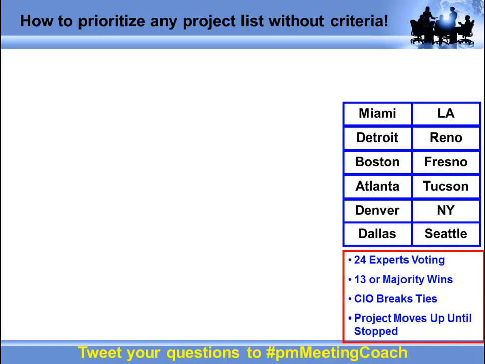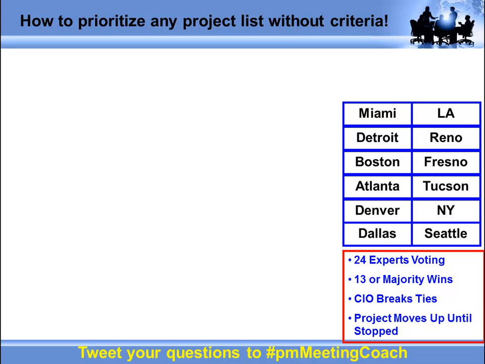As I mentioned, I give them 30 seconds to explain the importance of each project, and I explain the rules of voting. In this case, I'm looking around the room. I say we have 24 experts who are going to be voting today. I already worked with the sponsor or stakeholder to figure that out. So in this case, it's going to take 13 votes, a majority, for the project to move up. If there's a tie, we're going to have the CIO break it. Sometimes I tell the groups if it's a tie, it just stops moving, and the project will keep moving until stopped. And people are looking at me at this point going, what the heck are you talking about, Reen?